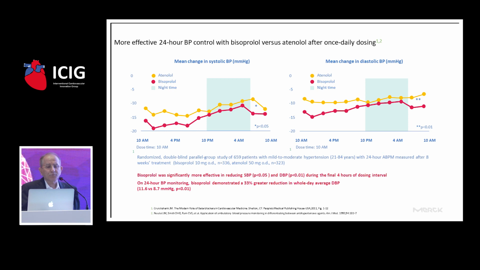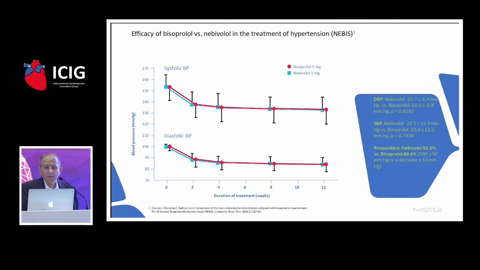Now, there's more effective 24-hour blood pressure control with bisoprolol as compared to atenolol after once daily dosing. And also, bisoprolol was significantly more effective in reducing systolic blood pressure and diastolic blood pressure during the final 4 hours of the dosing interval. Let me skip that.